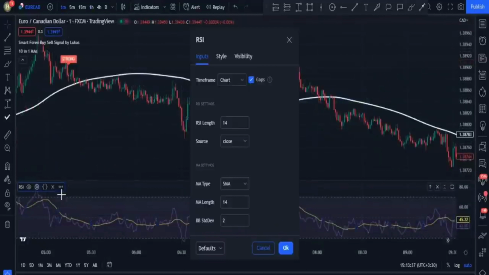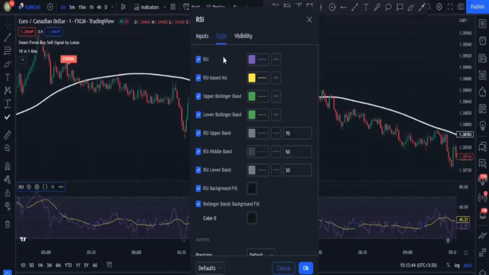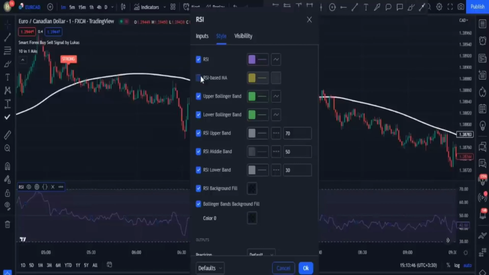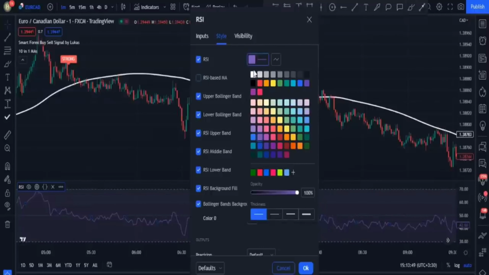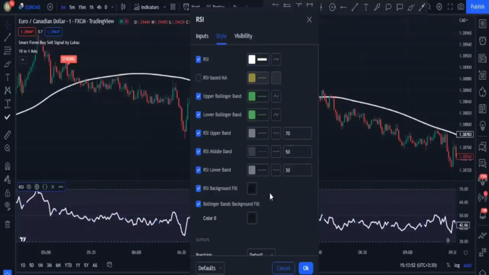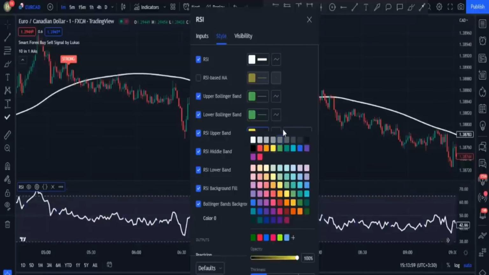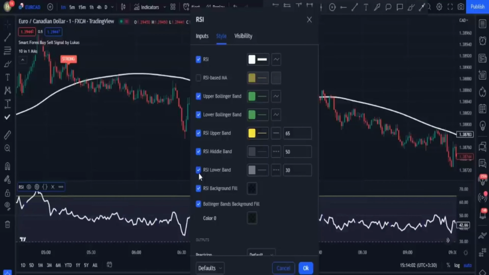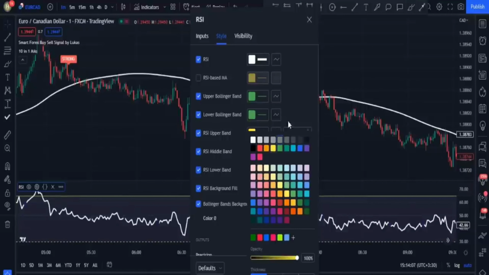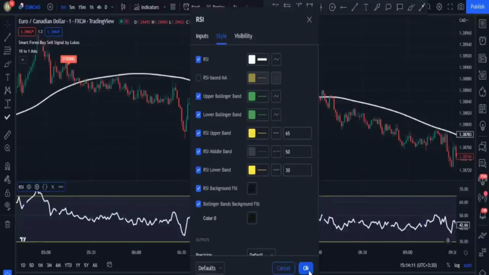Next, in the RSI settings and in the Inputs tab, change the RSI length to 28. Then, in the Style section, disable the RSI-based MA option and change the color of the RSI option. Change the RSI upper band to 65 and you can also change its color. And leave the RSI lower band on 30, and again you could change its color.